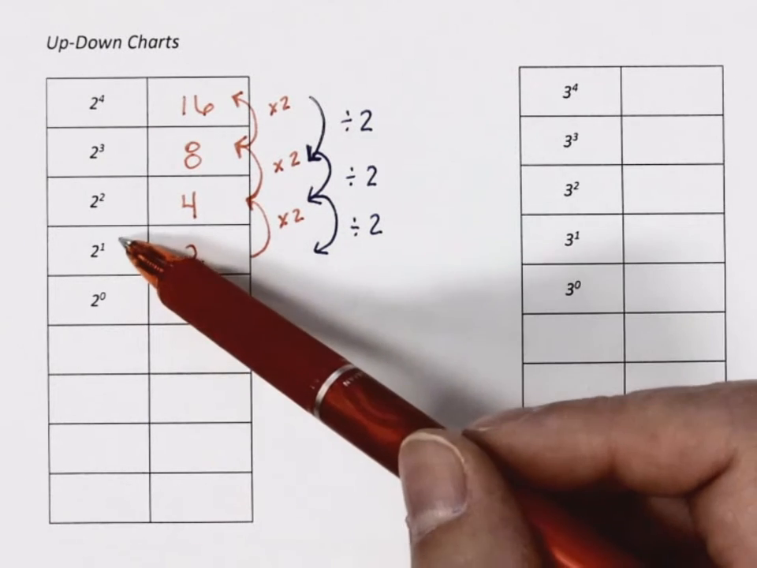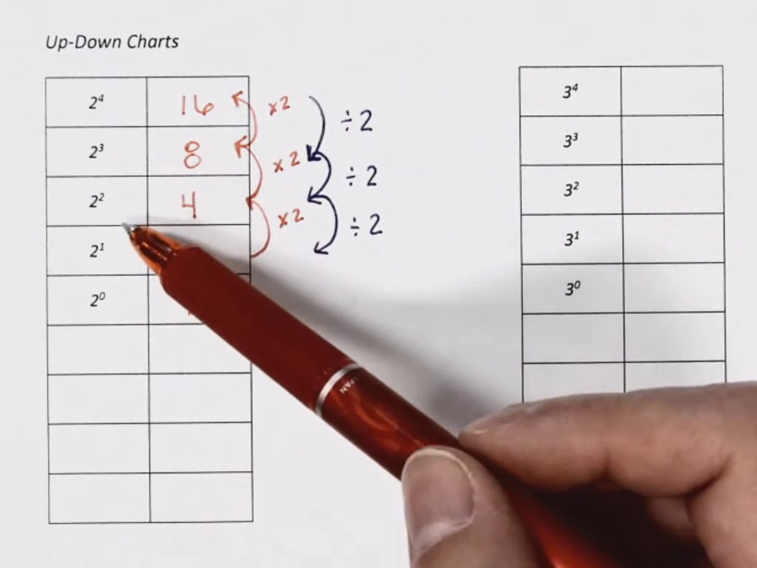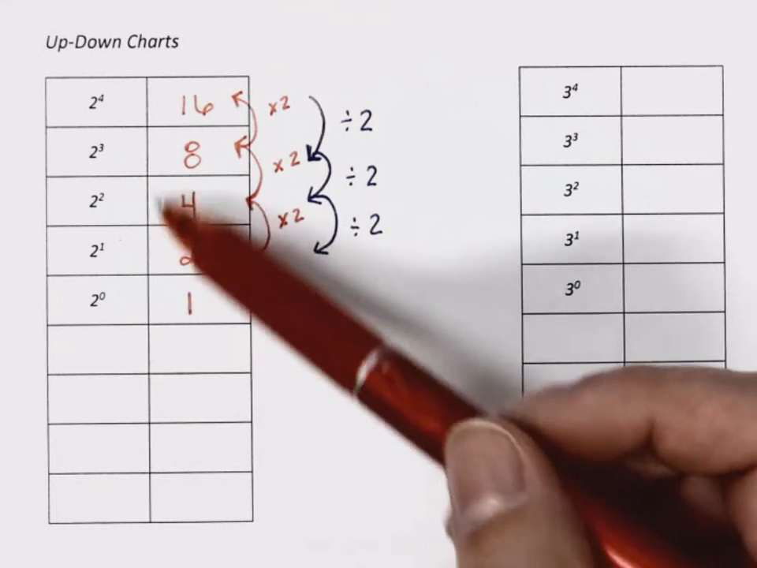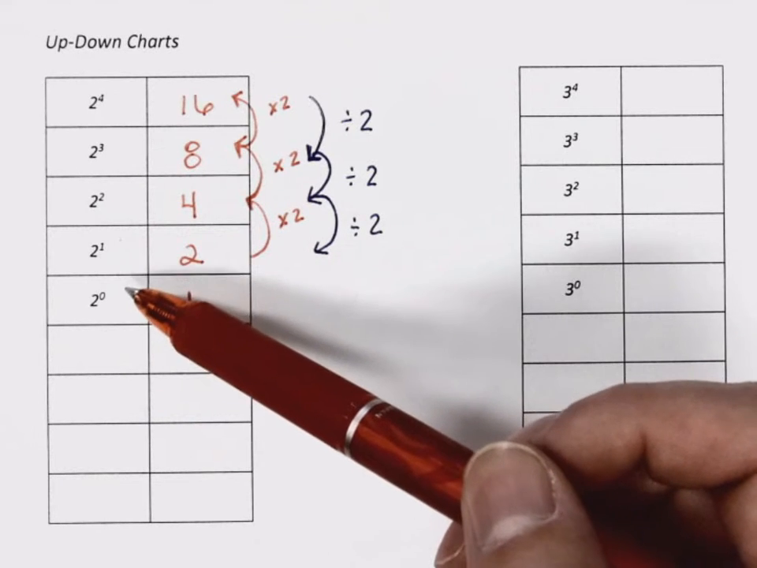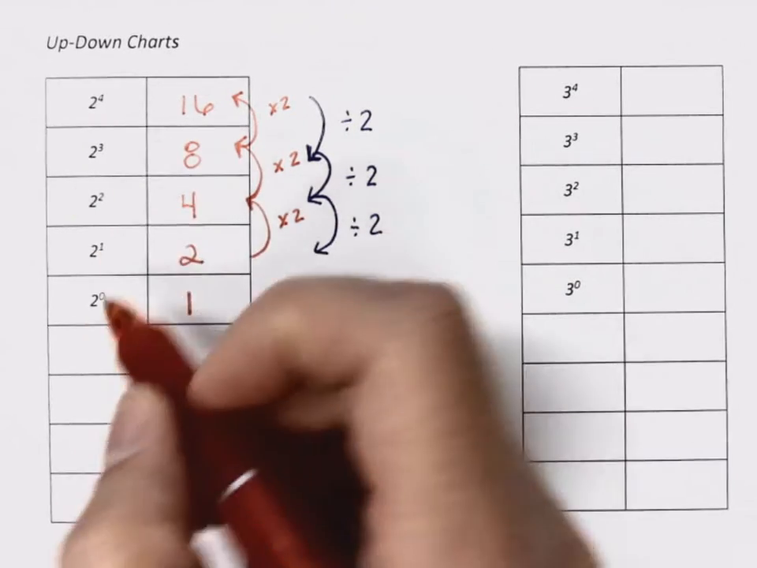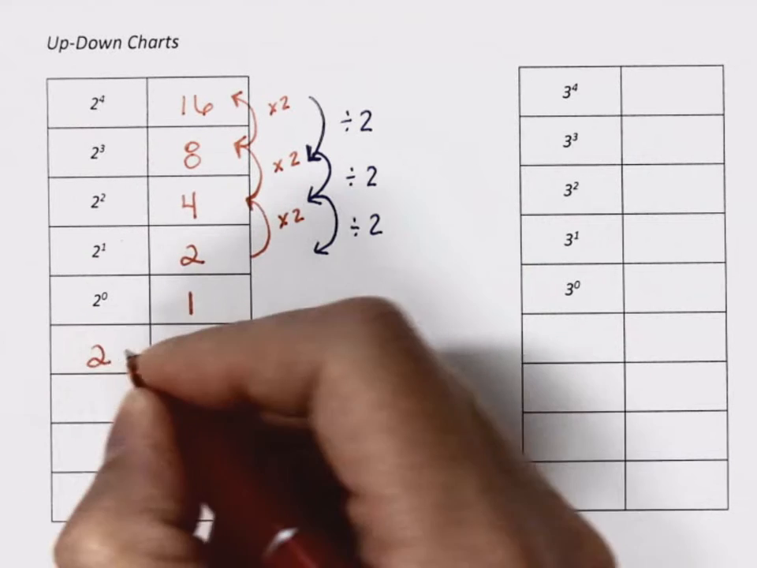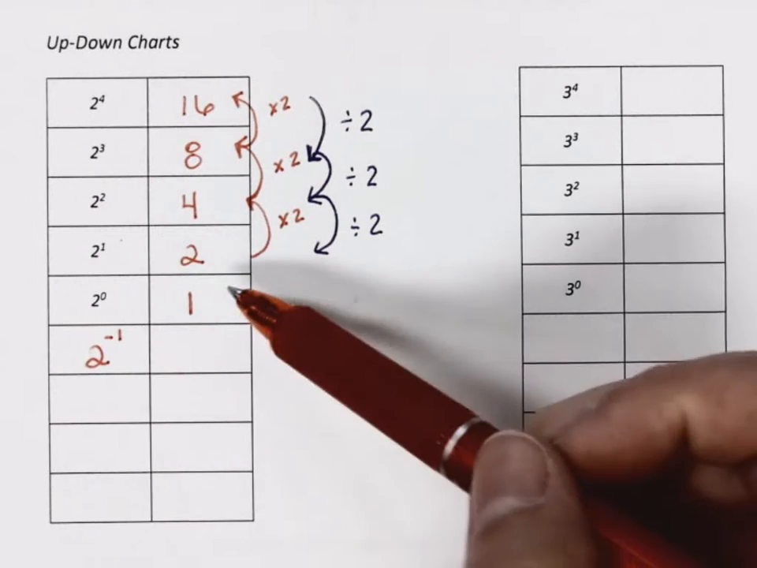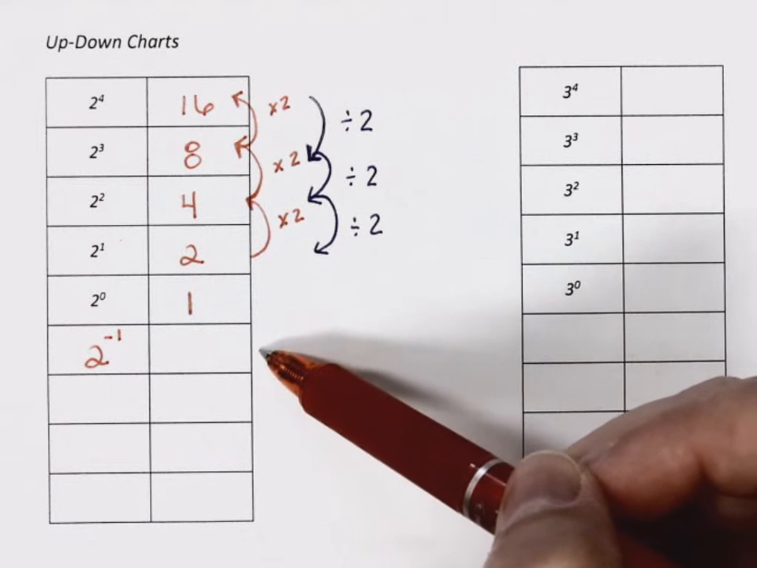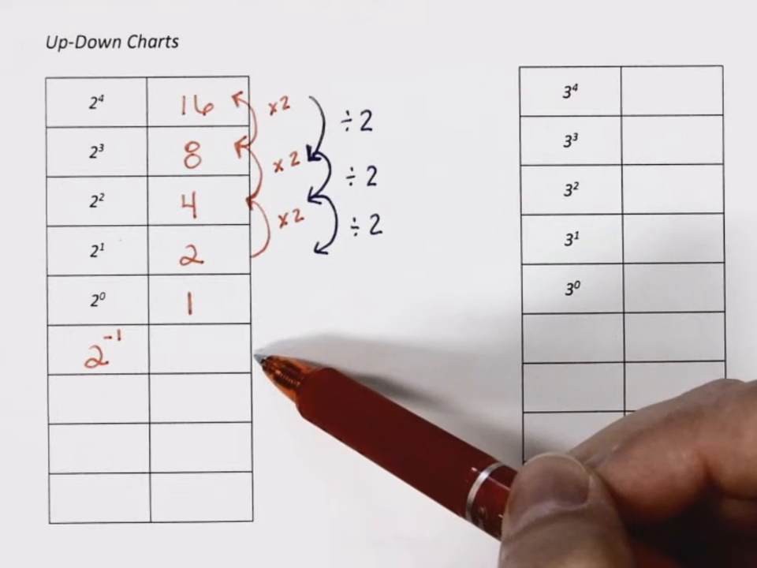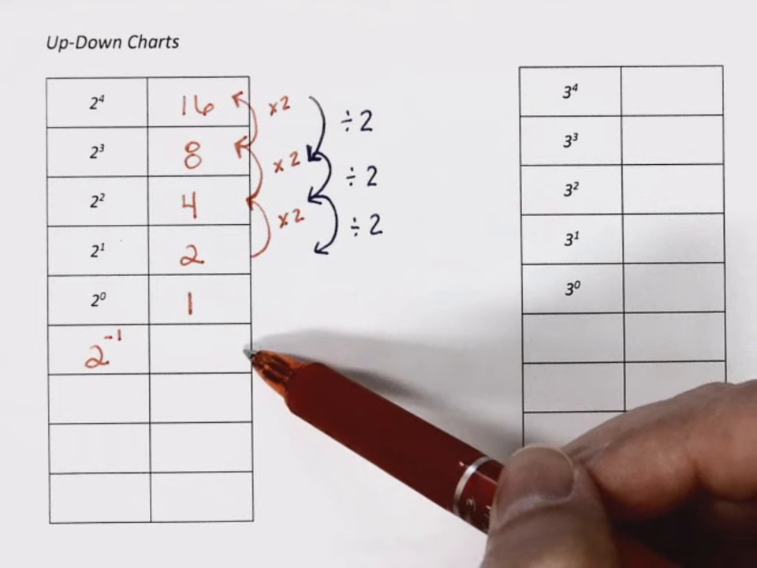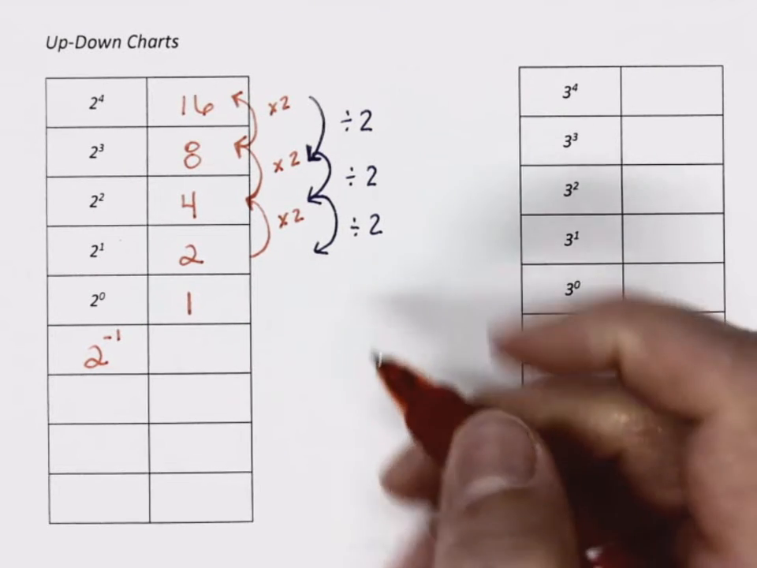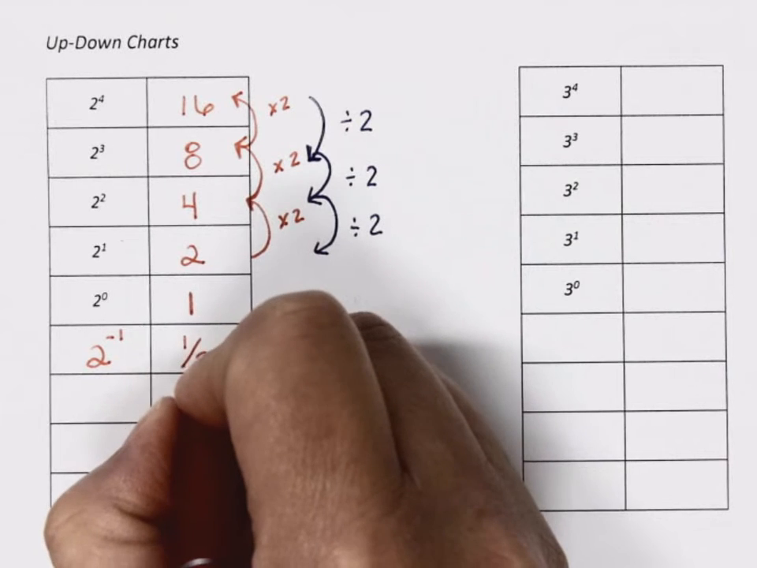Okay, what's happening to the exponents on this side as we go down the chart? They're going down by 1, right? We're reducing them by 1. So if I reduce 0 by 1, I'll be at negative 1. Now going down this side of the chart, we said that we divided by 2. So what's 1 divided by 2? 0.5. I'm going to write it as a fraction. Is everybody okay with that?